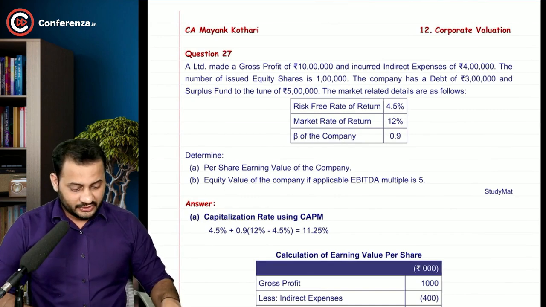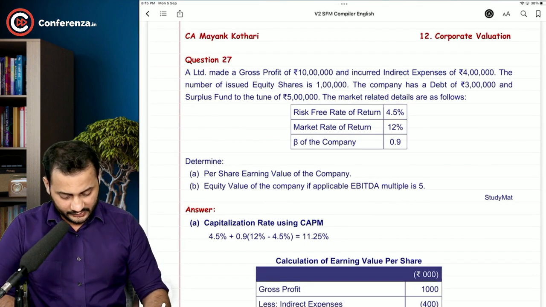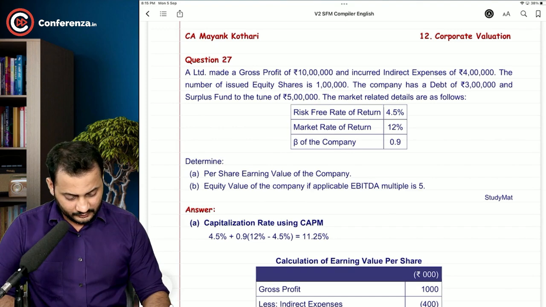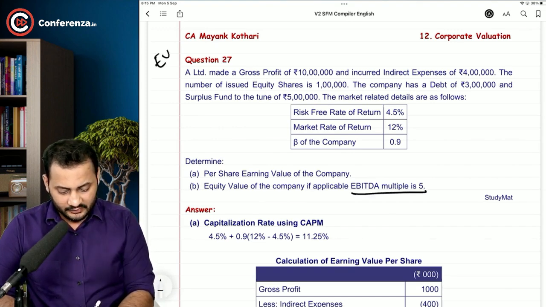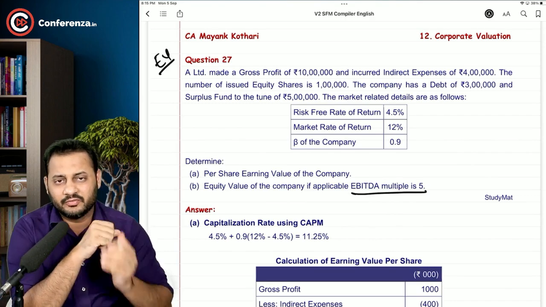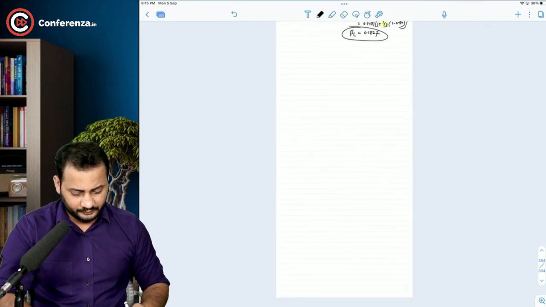Okay, this is the question related to enterprise value, I think so. Yeah, EBITDA multiple is 5. Enterprise value. Do you remember what the concept of enterprise value is? I will show you.